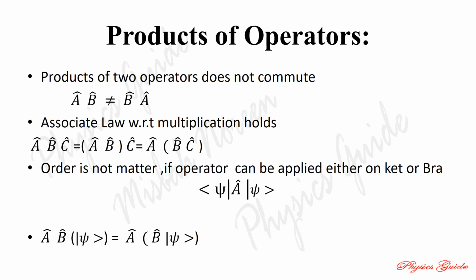Now students, products of operators, also called properties of operators. The first property is that the product of two operators does not commute.